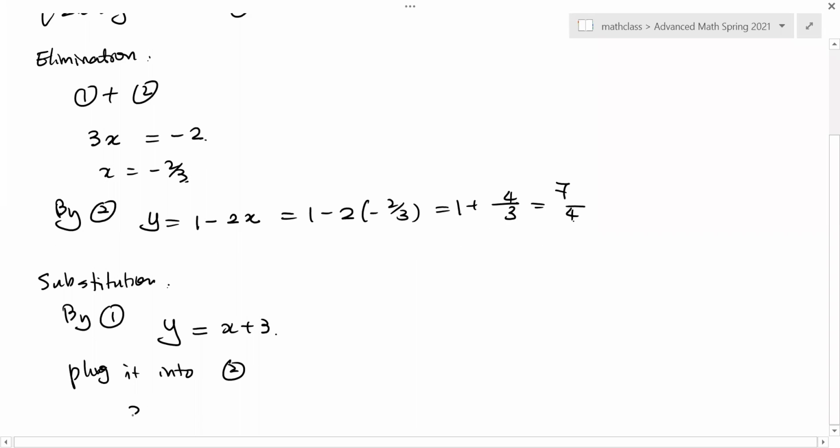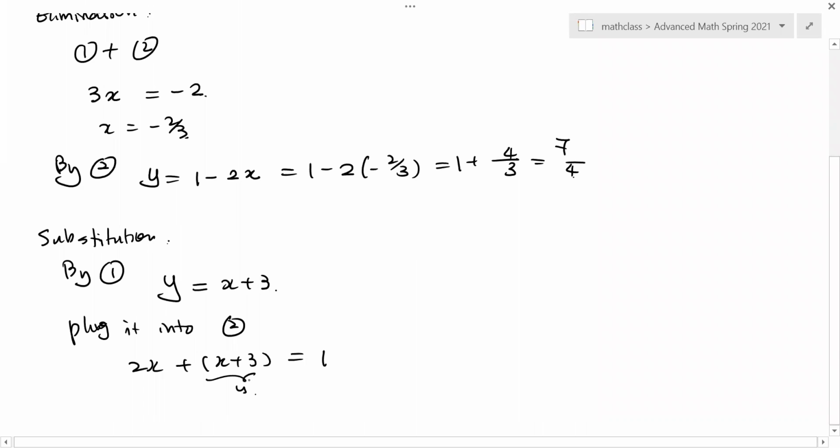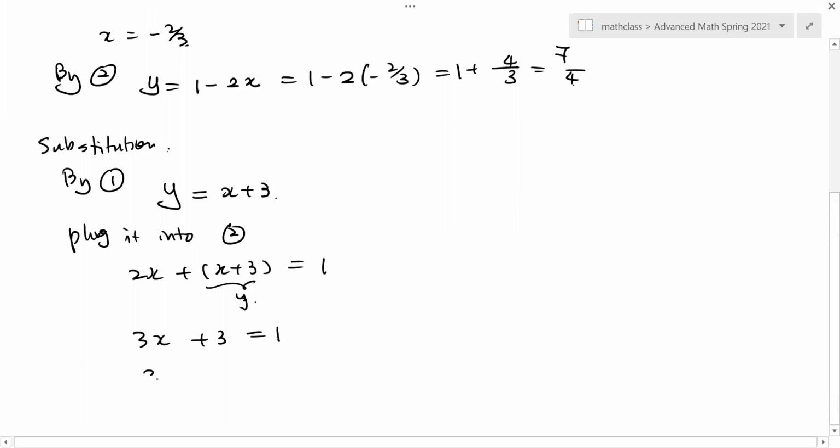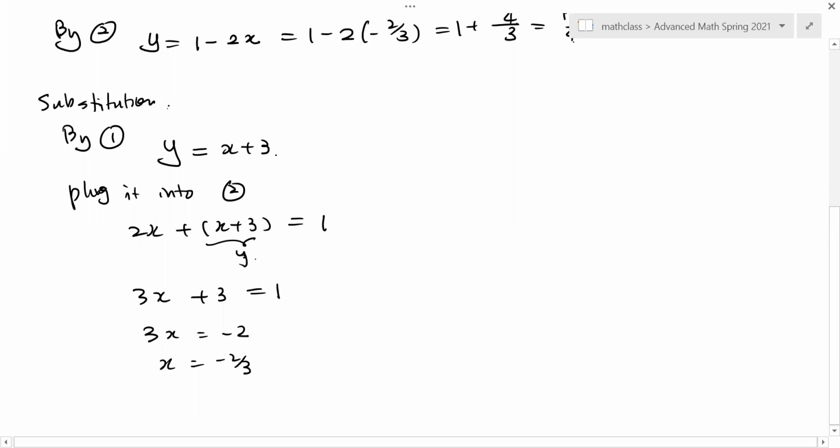Now, in place of y, you replace it by x plus 3. Right, 2x plus y equals 1. So now you have 3x plus 3 equals 1. Then 3x equals 1 minus 3, which is -2, and x equals -2/3. Now once you get this, you go back to the first equation again, y equals x plus 3, so -2/3 plus 3. Add them together, and 9 minus 2 is 7, so 7/3.